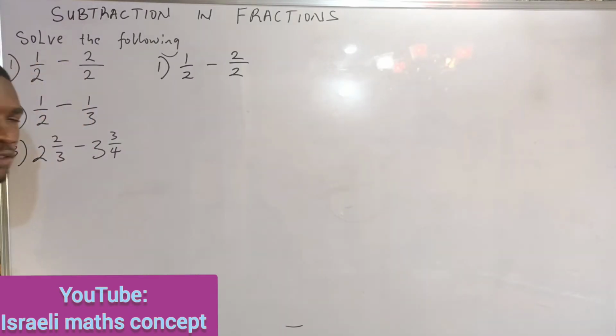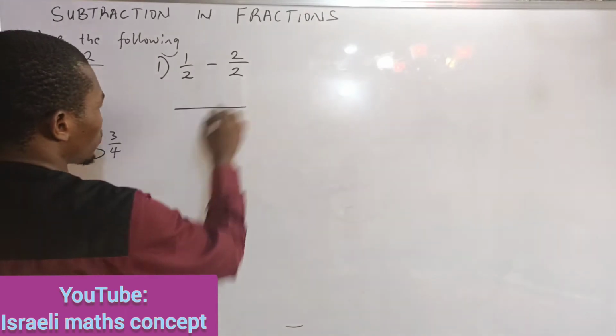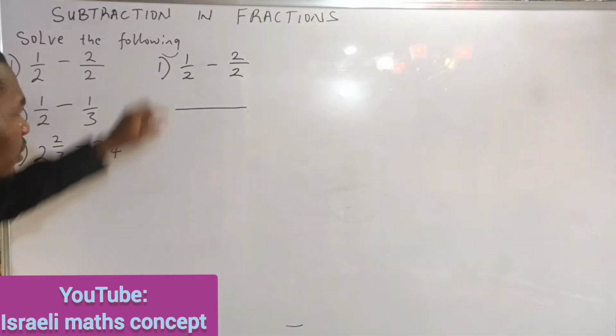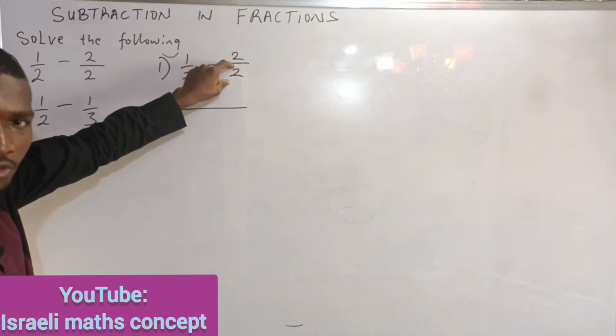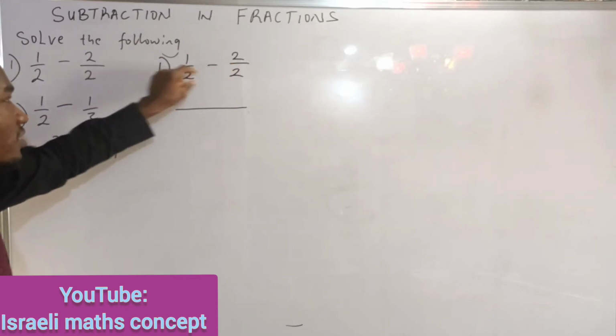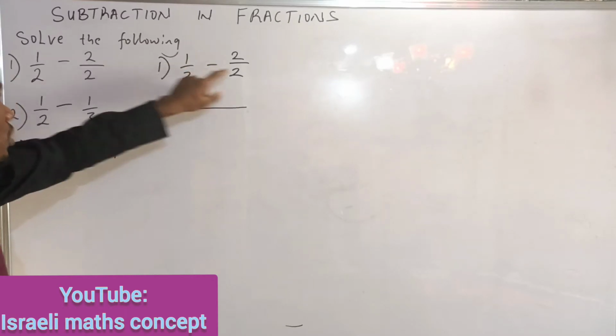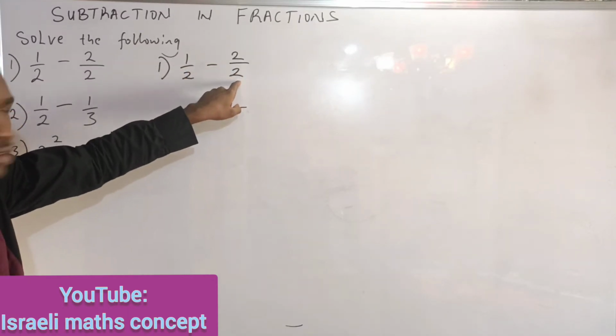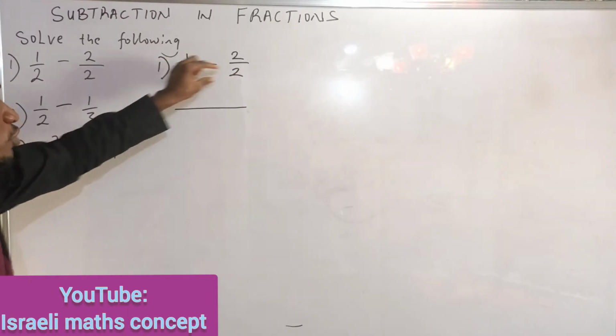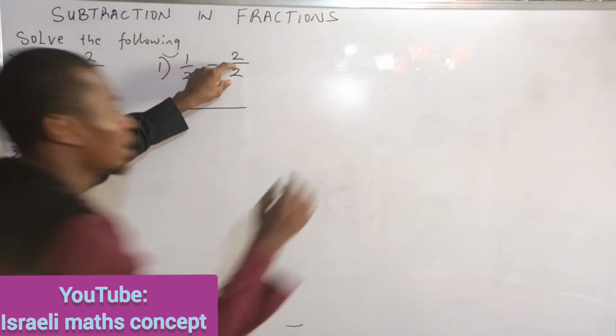The first thing to do is to draw your division line. Then we look for the LCM of the denominators. Remember, the denominators are the numbers that are below. And the numbers below these fractions are 2 and 2. So we look for the LCM of these two denominators. How do we look for it?